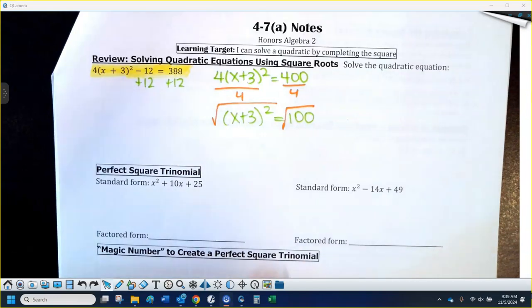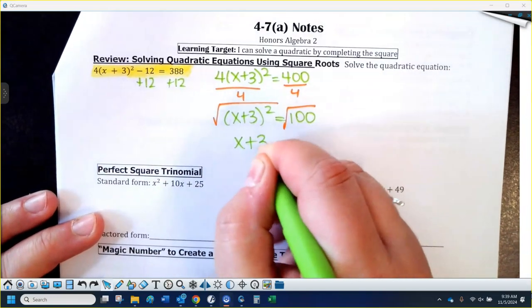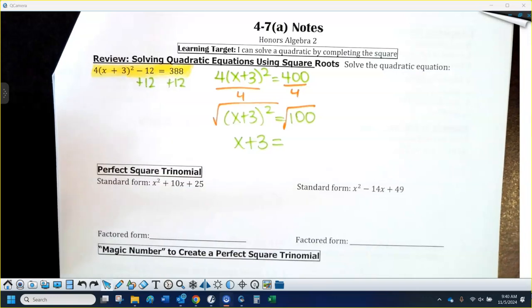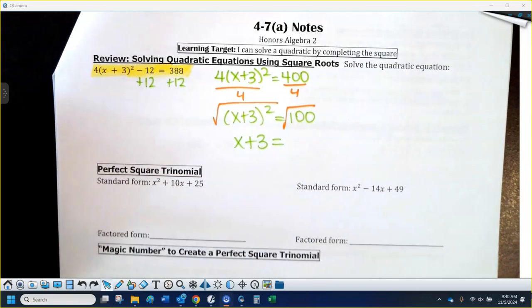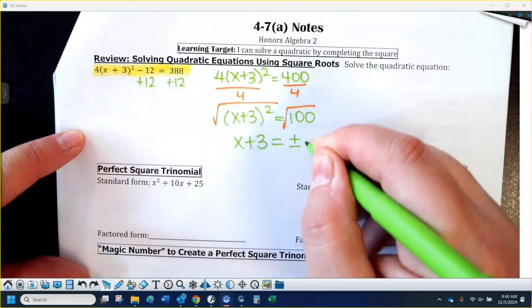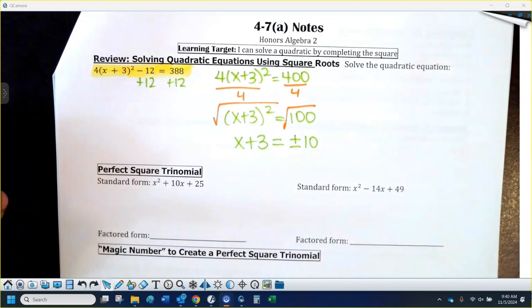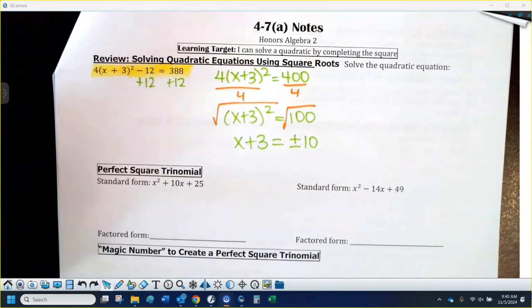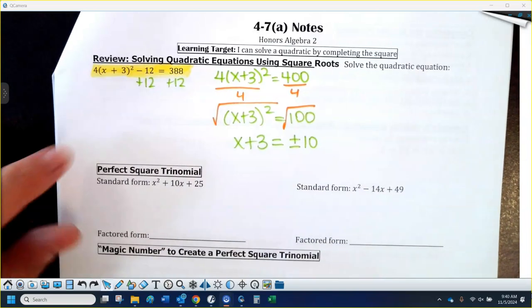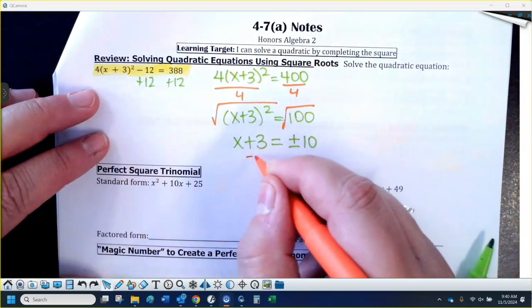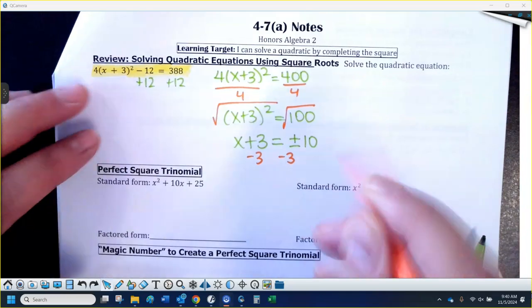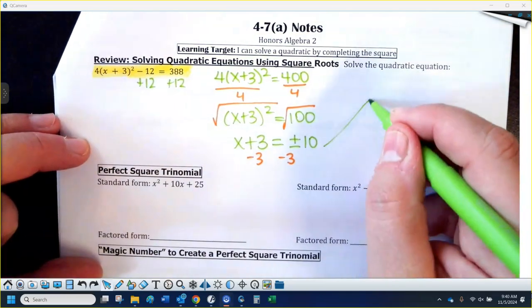All right, so I'm going to write x plus 3 equals what? What do you think? Yeah, don't forget, if we introduce that square root, you get plus and minus. So there are 2 answers to that. It could be 10 or it could be negative 10. All right, now I'm going to do one more thing. Actually, I'm going to do 2 more things. I'm going to subtract 3 to get it away from the x.